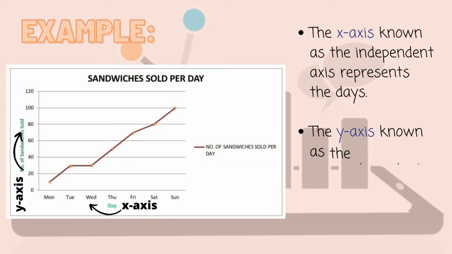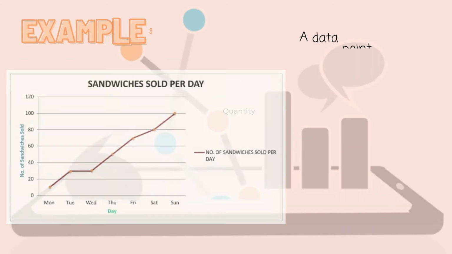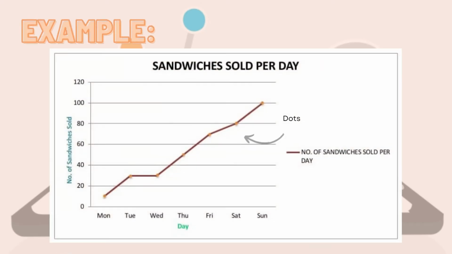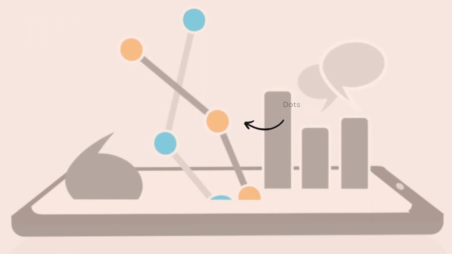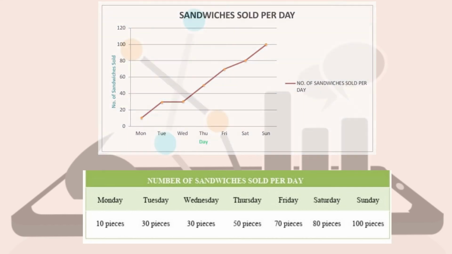The x-axis, known as the independent axis, represents the days, and the y-axis, known as the dependent axis, represents the number of sandwiches sold. A data point on the line graph represents the quantity or a number that matches a particular day in the x-axis. So as we noticed, we put dots for each data value: 10 pieces for Monday, 30 pieces for Tuesday and Wednesday, 50 pieces for Thursday, 70 pieces for Friday, 80 pieces for Saturday, and 100 pieces for Sunday.